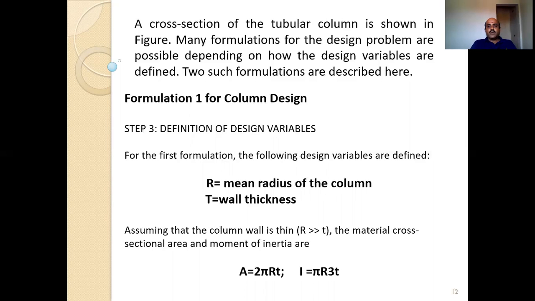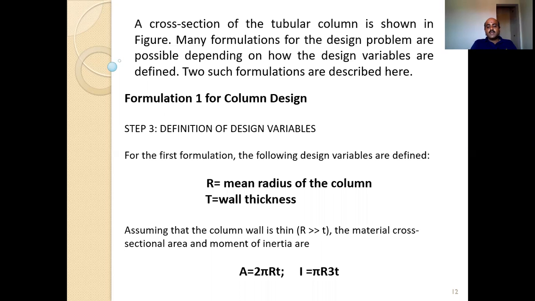The cross section of the tubular column is shown in the figure. I have already shown the diagram. Many formulations for the design problems are possible depending on how the design variables are defined. Here we have taken two formulations. In the first formulation, the design variables are identified: R is the mean radius of the column and t is the wall thickness.